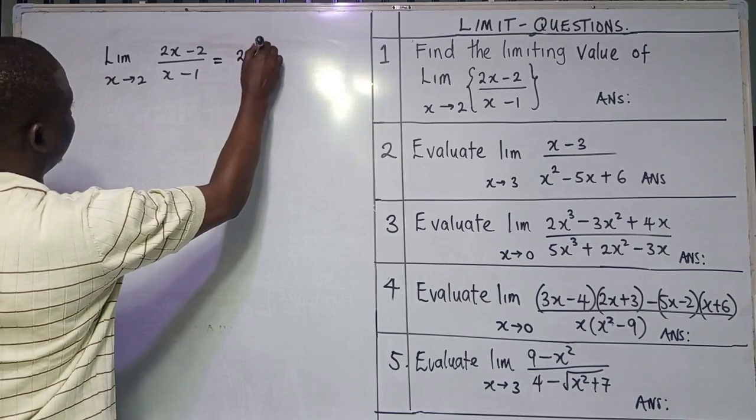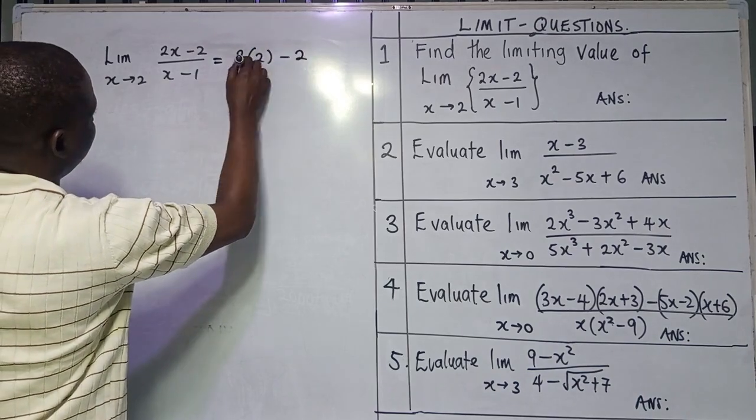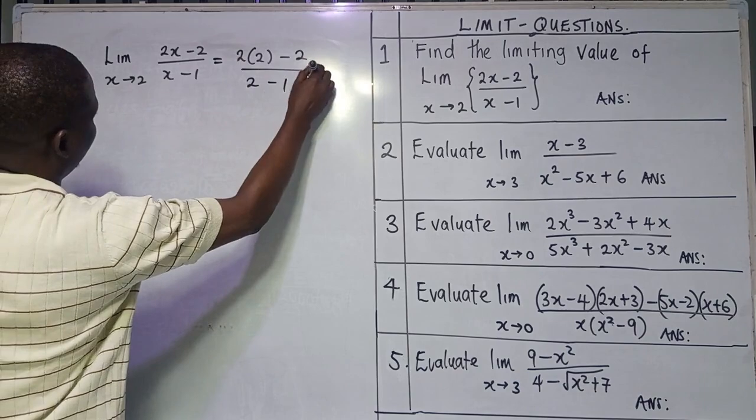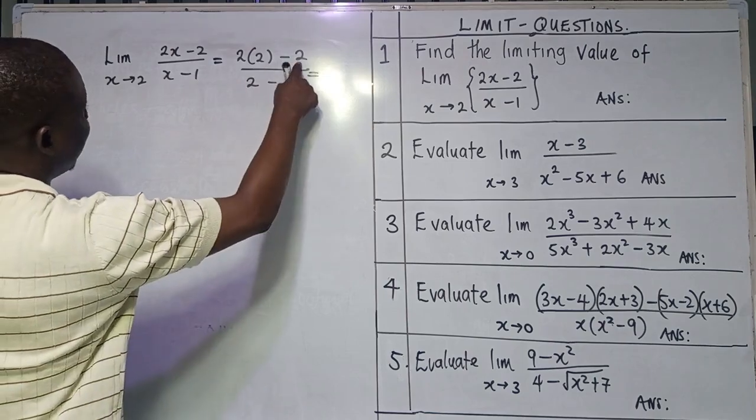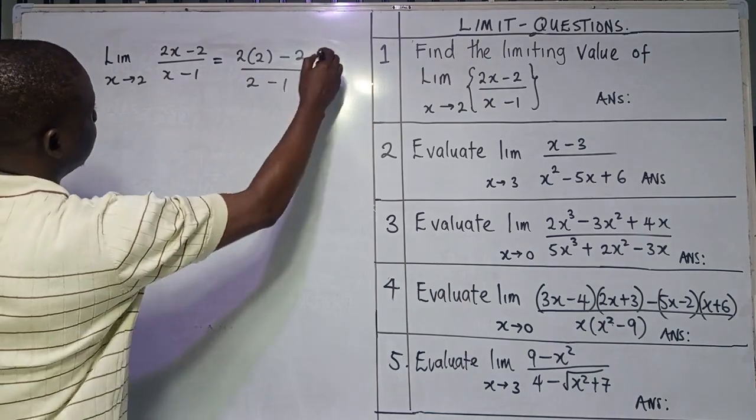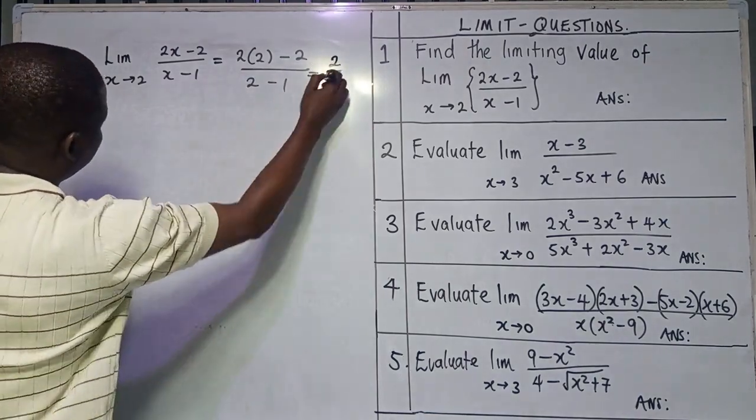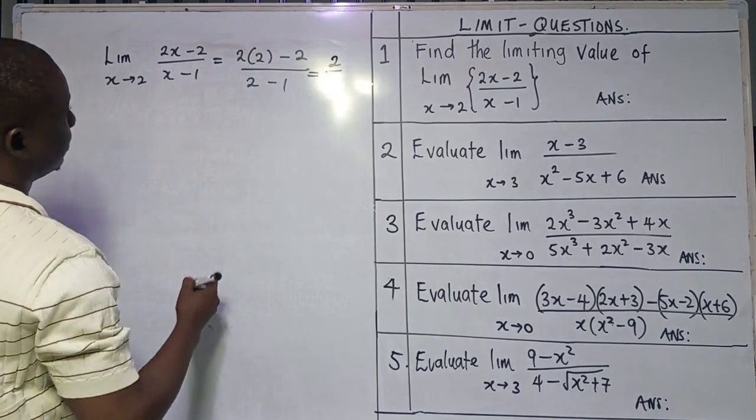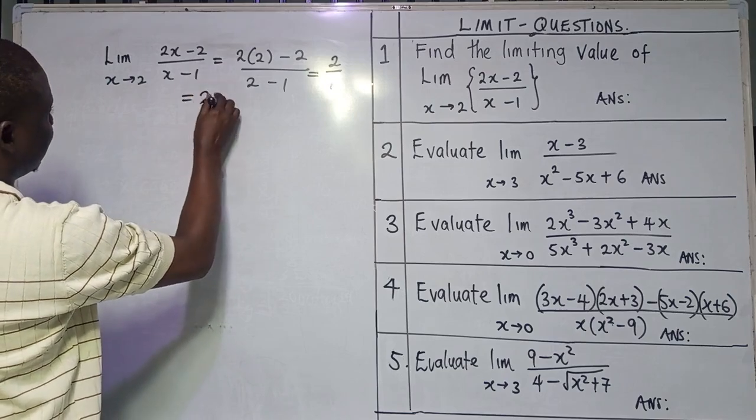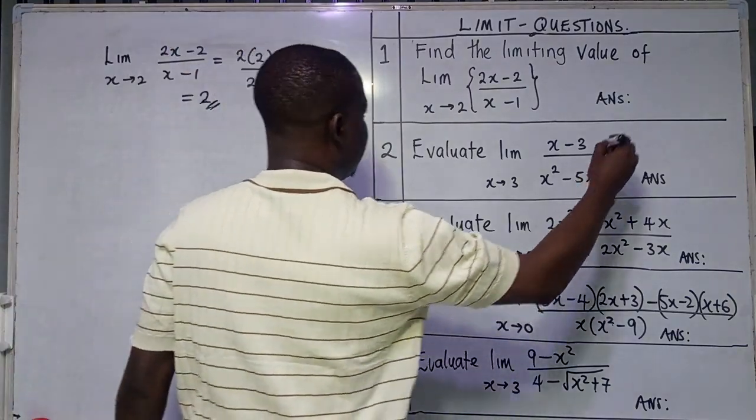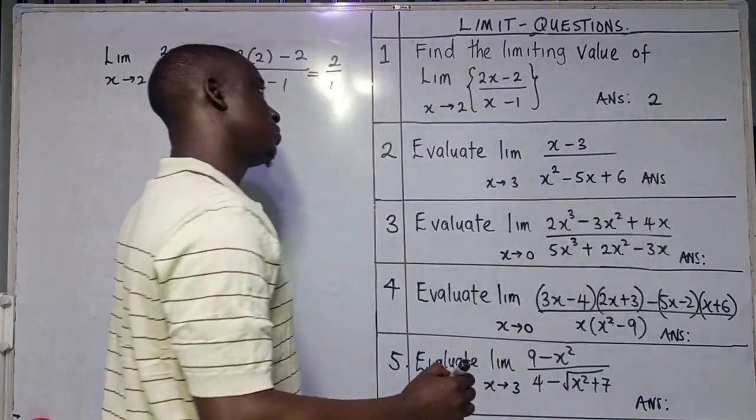You are going to have 2 into bracket 2 minus 2, over 2 minus 1. What do you have? 2 times 2 is 4. 4 minus 2 gives us 2, divided by 1. So the answer to that question will be 2 as the final answer. So this answer is 2.